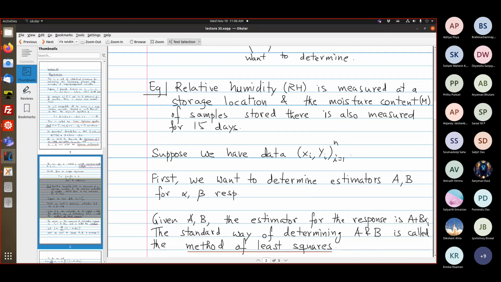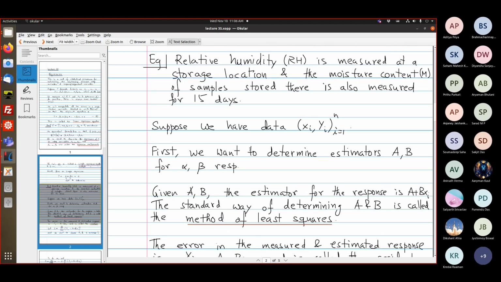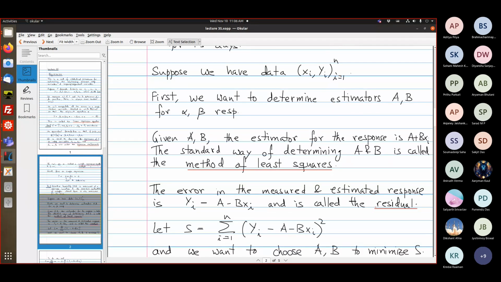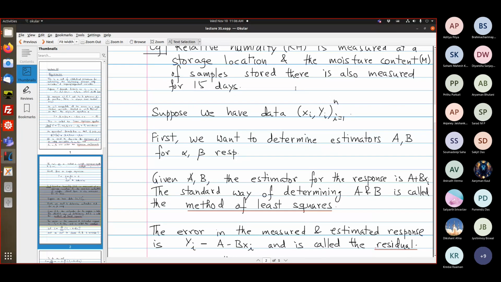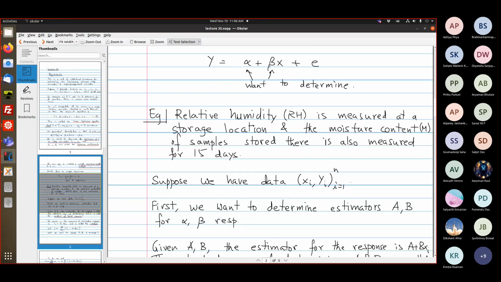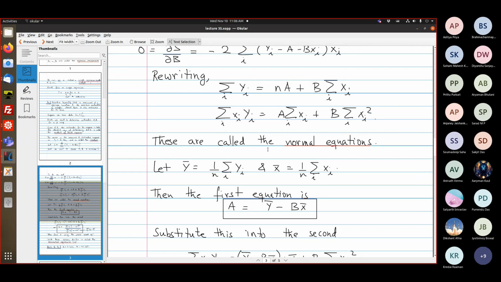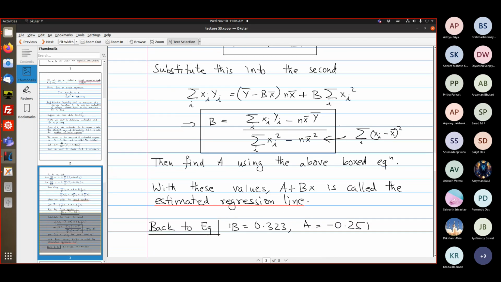I gave this example where relative humidity and moisture content is measured from samples, and this was in the Mathematica file, and I'll come back to this example today again. Okay, so in fact right away. The aim is to determine estimators, A for alpha, B for beta, and we use this method of least squares to determine formulas for these estimators.